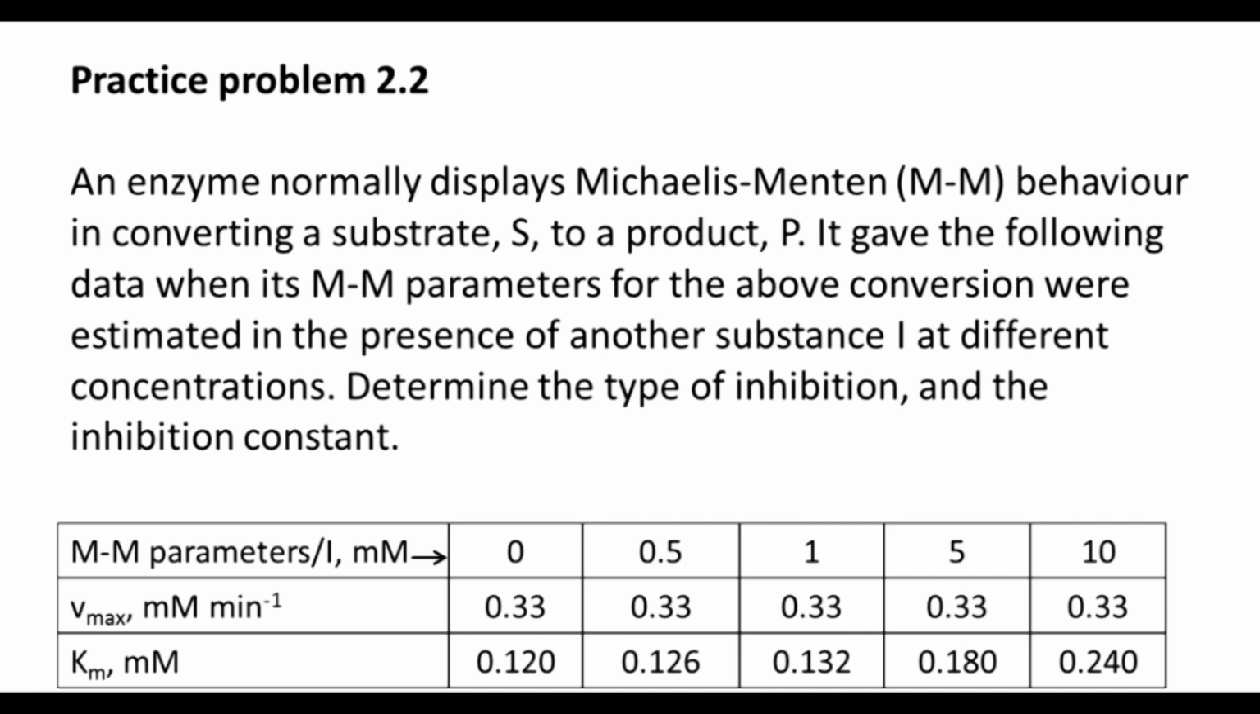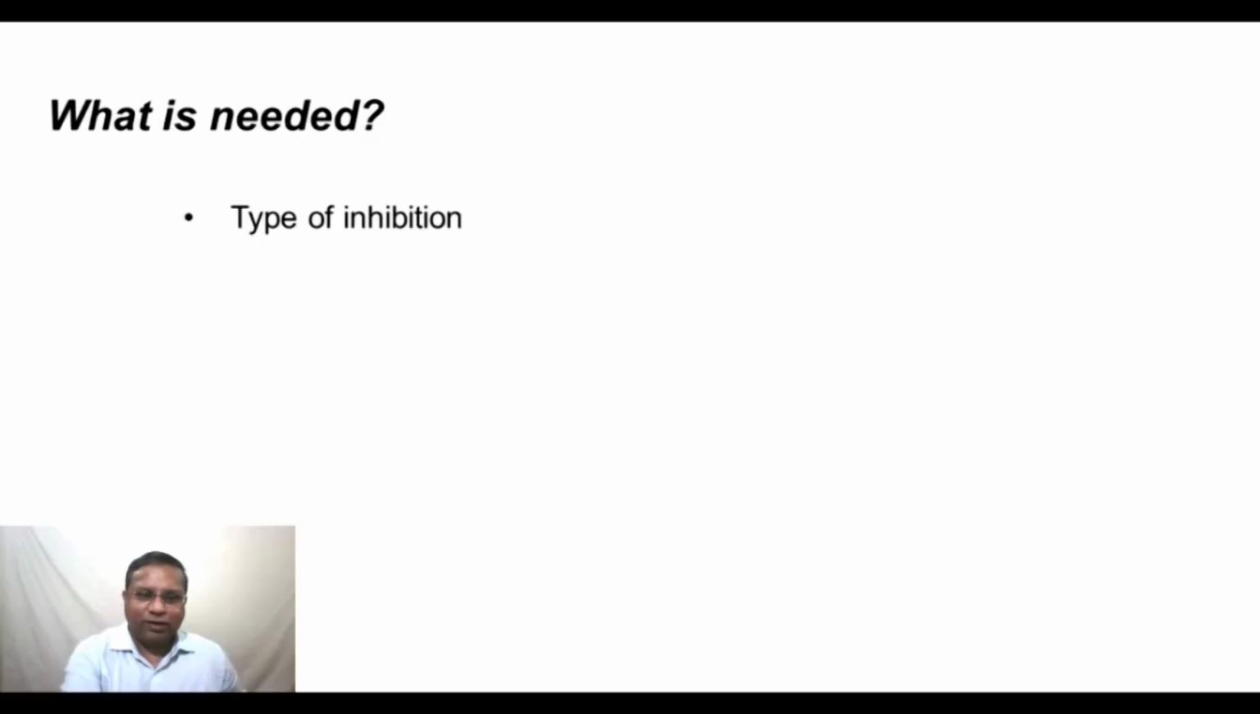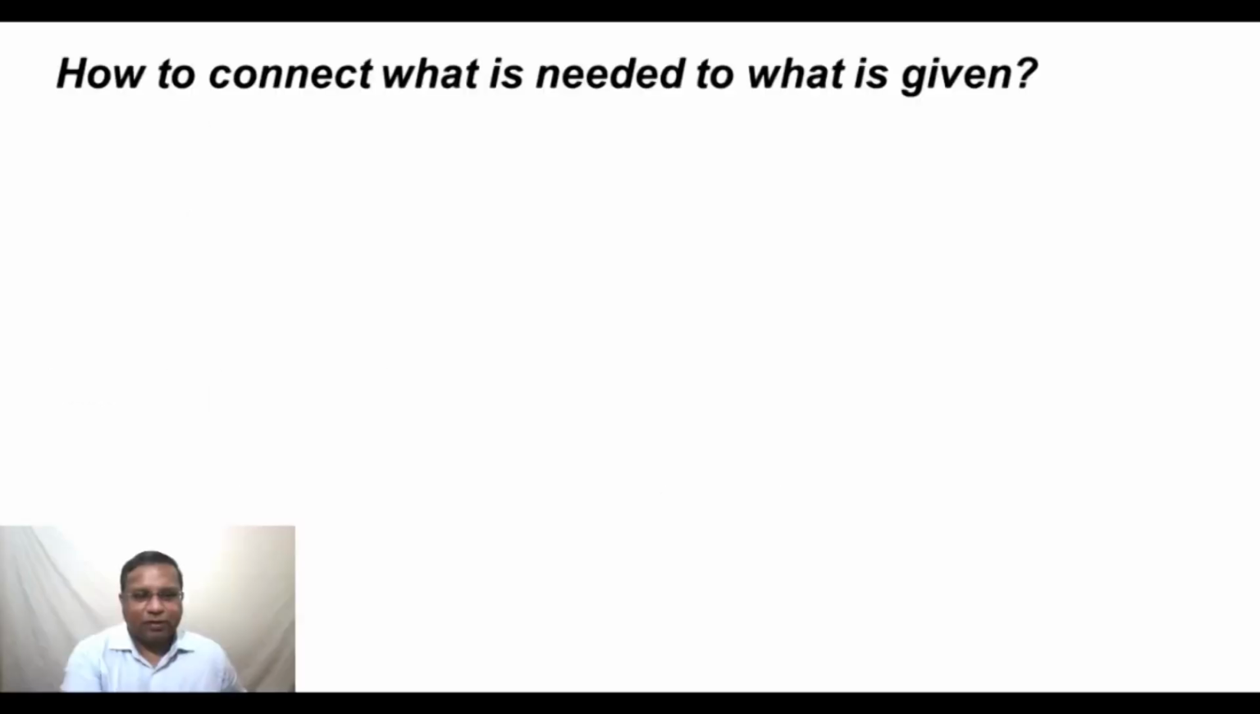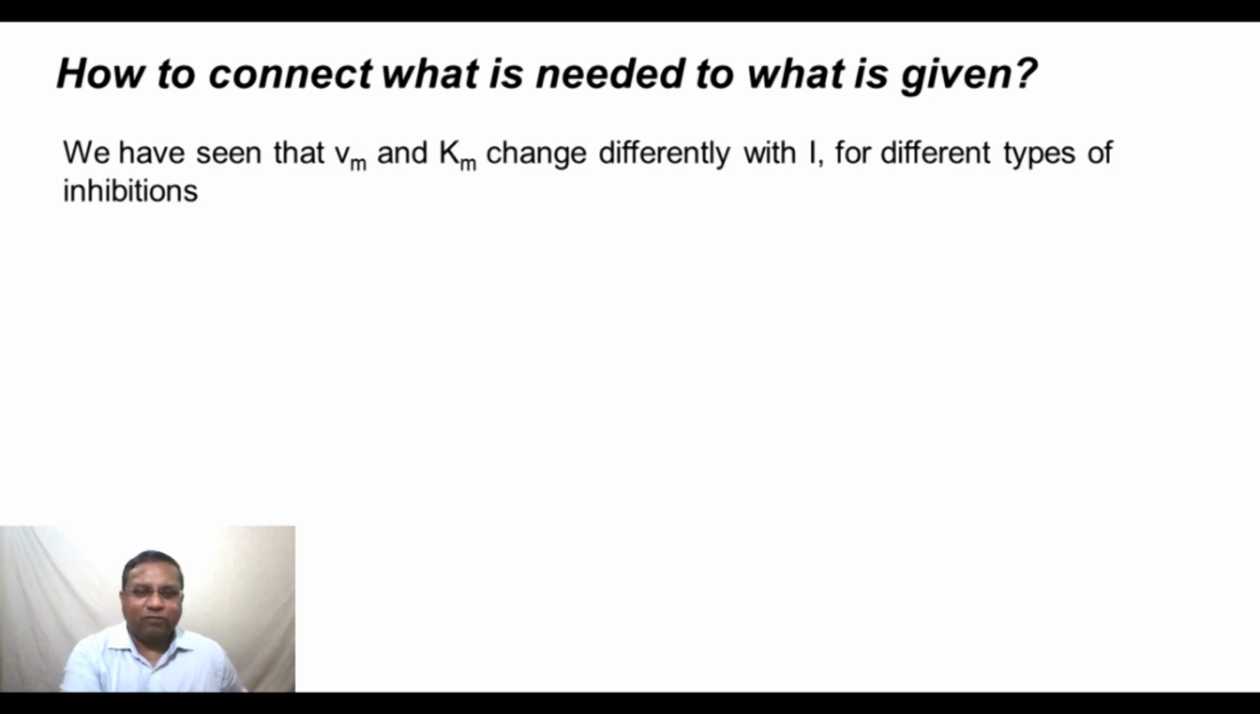Let's ask our regular questions. What is needed? The type of inhibition and the inhibition constant, Ki. What is known or given? The data on the Michaelis-Menten parameters Vm and Km at different inhibitor concentrations are given. And how to connect what is needed to what is given? We have seen that Vm and Km change differently with I for different types of inhibitions. I myself got a little confused, but that's okay. With practice, you should be fine.